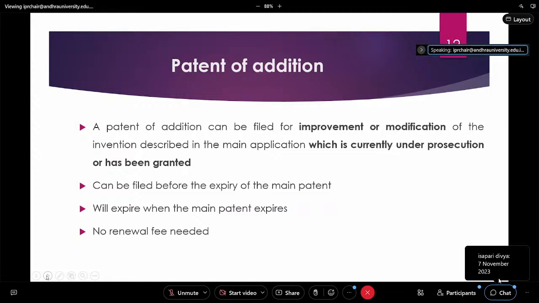So maybe you have filed, your patent was granted after 10 years of filing, and you still have 10 years left for your term, but you found some improvement after 8 years. So you have basically 2 years left, but you still can file your patent of addition. Your patent of addition, if granted, will be alive for the next 2 years till the main patent expires, and there is no renewal fee involved. Hope that is clear.